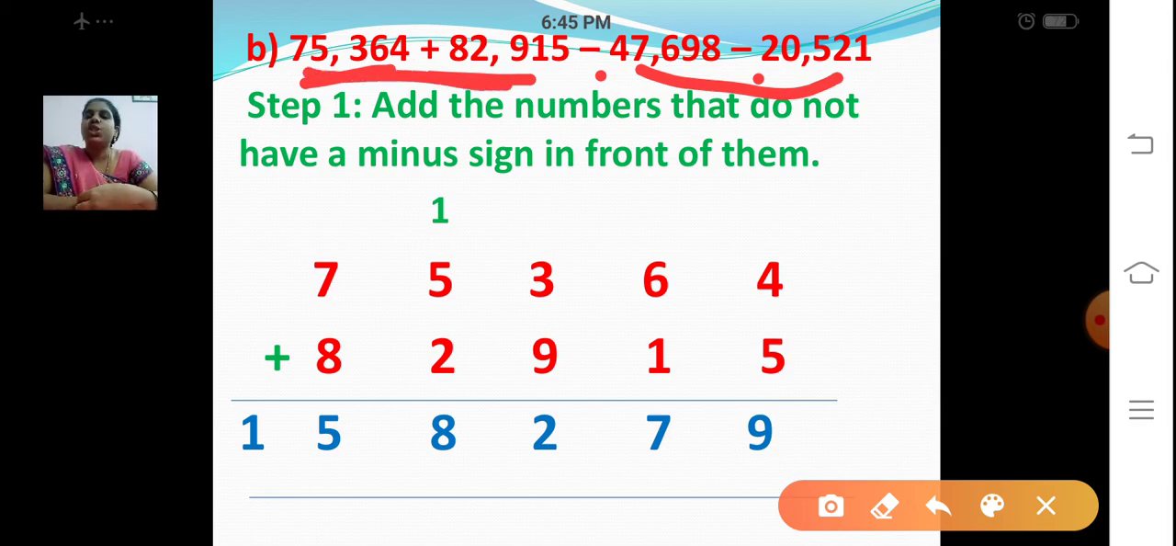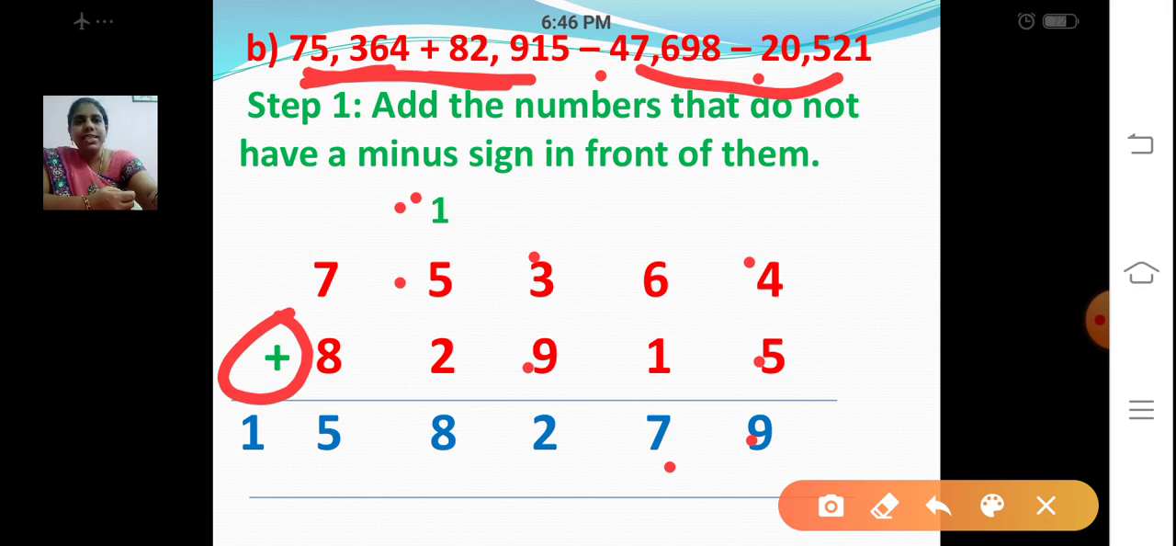Shall we add now? Step 1: we are going to add 75,364 plus 82,915. Let's add 4 plus 5. After 4, 5, 6, 7, 8, 9. 4 plus 5, 9. 6 plus 1, 7. 3 plus 9, after 9, 10, 11, 12. So 2, and 1 I'm carrying over to the next place. 1 plus 5, 6. 6 plus 2, 7, 8.